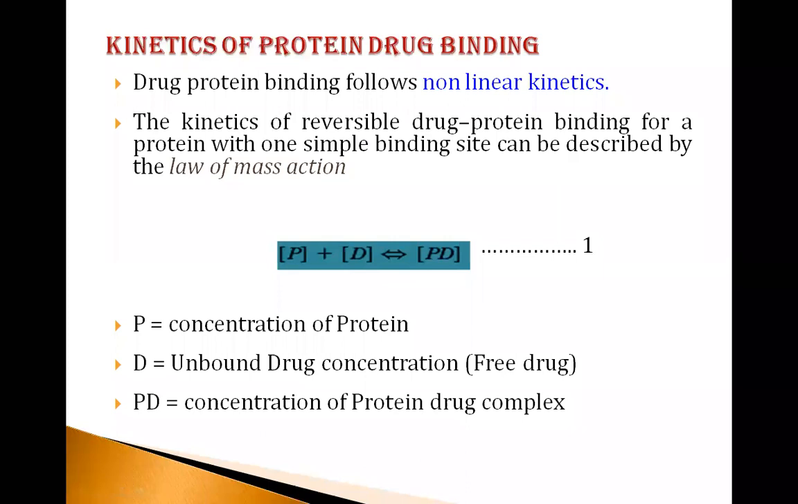With this basic equation, we are trying to come out with an equation which helps us to calculate the number of binding sites and also the association constant. Ultimately that is what we are going to learn with the derivation of the equation and also understanding the kinetics of the drug protein binding.